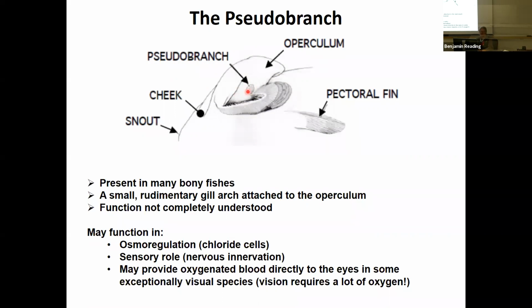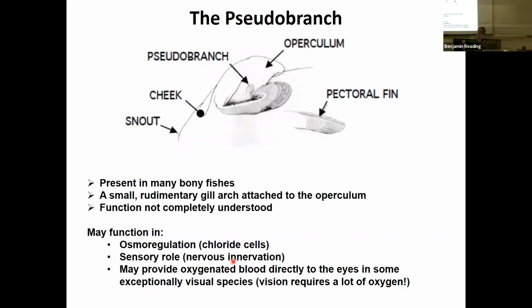It's innervated by the nervous system. And some say it might provide oxygenated blood. There are gill filaments here. As small as this thing is, there is a little bit of gas exchange going on, and maybe that oxygenated blood goes directly to the eyes, and in some cases, the retina.